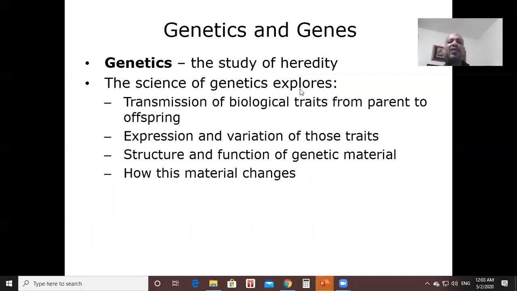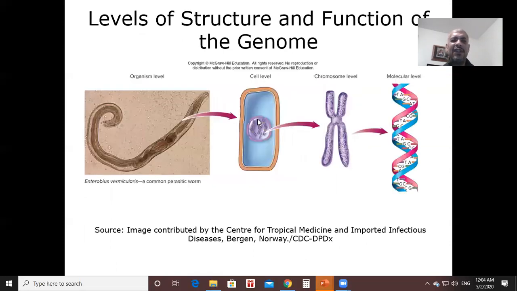Okay, we're going to start with genetics and genes. First off, the genetics is the study of heredity. So the science of genetics explores the transmission of biological traits from parent to offspring and expression and variation of those traits, the structure and function of genetic material and how material changes. That's genetics and genes.